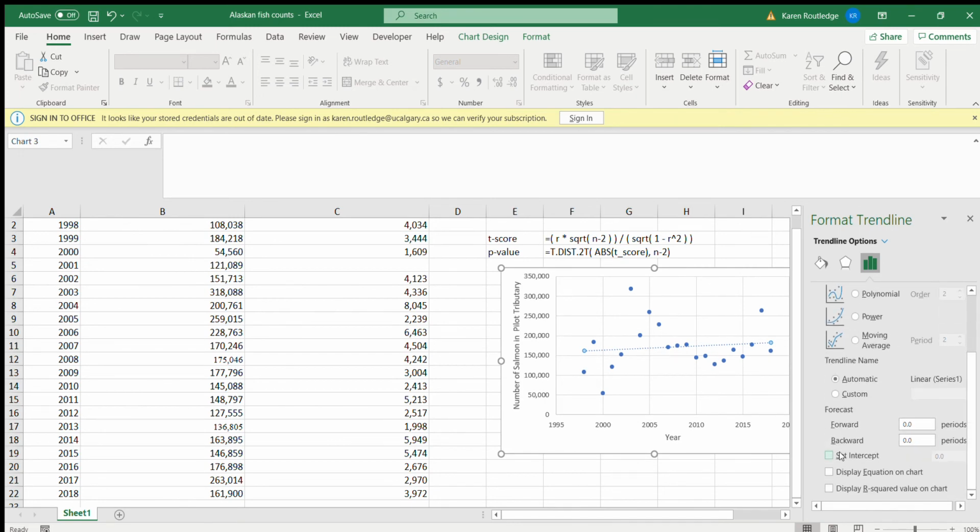We do not want to set the intercept. That would take this point and stick it on 0. We don't want to force that to happen. We just want the line to stick with the data.